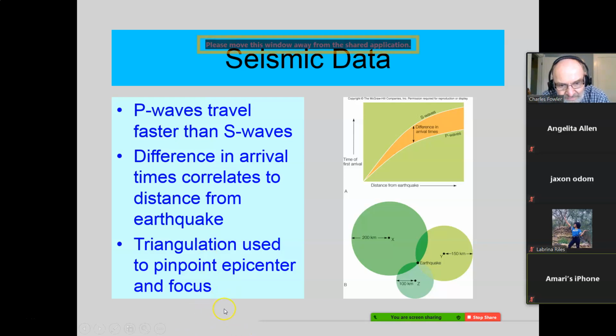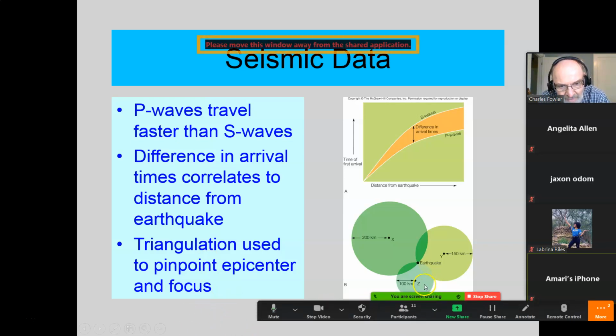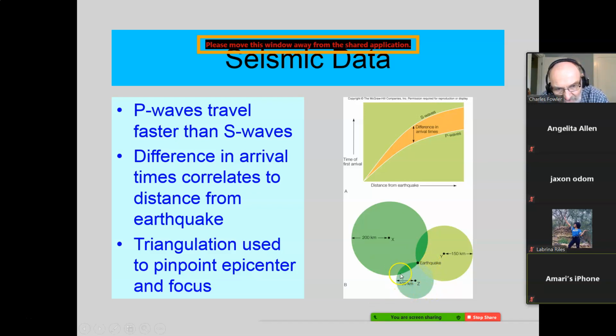This shows from Z, I was calling this Cuba, let's call that 100 kilometers away. Anywhere on that circle, that could have been where the earthquake was. But we say somewhere in Alabama is Y, and that was going to be 150 kilometers away from that. Well, that earthquake could have been here or here. Either place would fit.